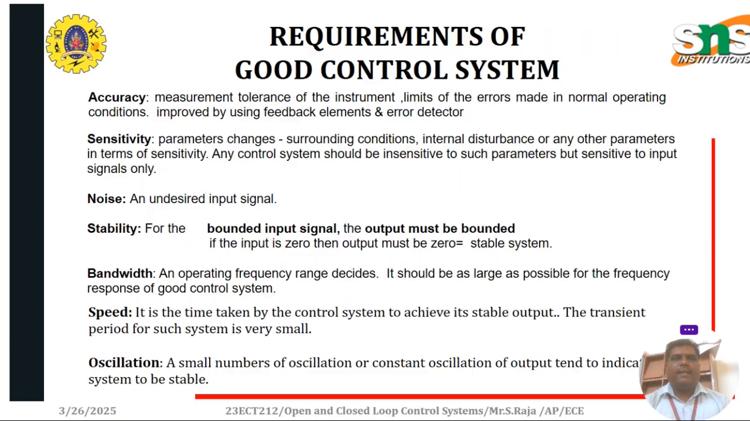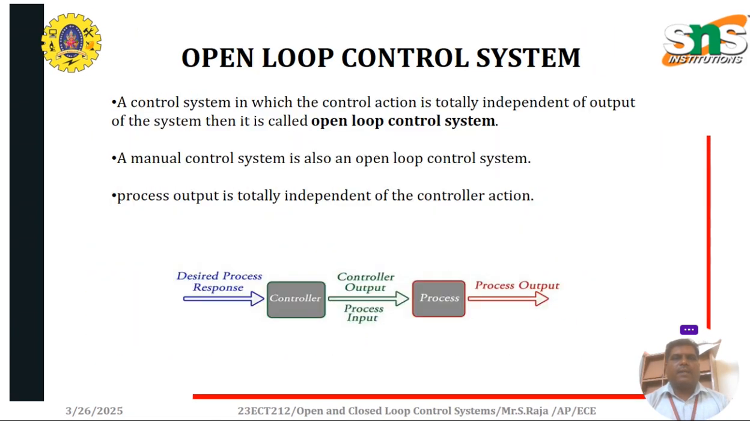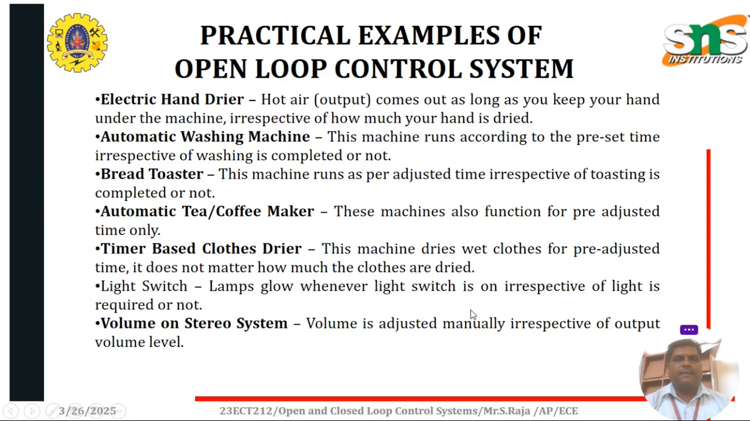Now I will discuss the open loop control system in detail. A control system in which the control action is totally independent of the output of the system is called an open loop control system. A manual control system is also an open loop control system. Process output is totally independent of the controller action. If you see this figure, the desired process response is given to the controller. The controller will control the output and it is given to the processor. Then the process delivers the process output.